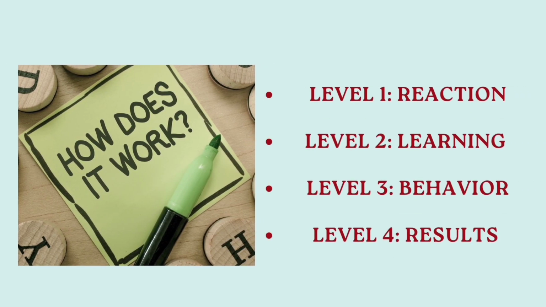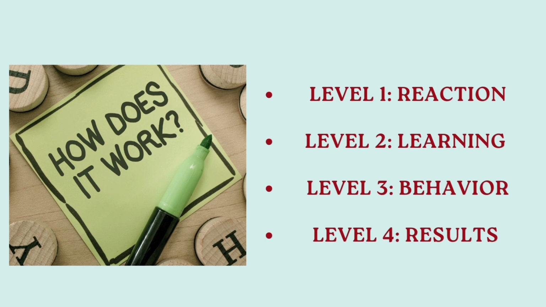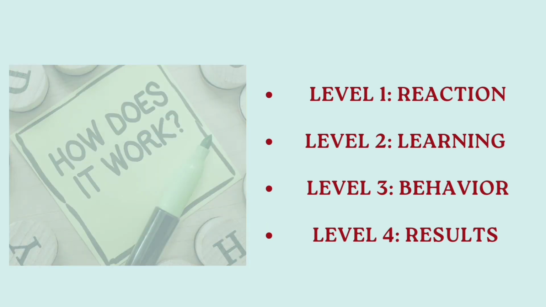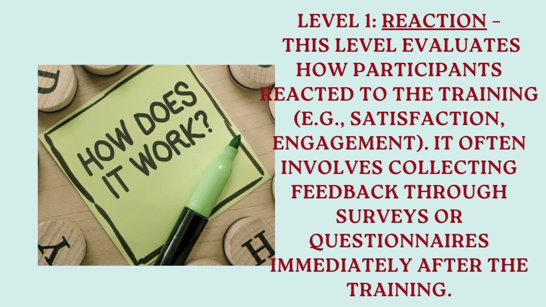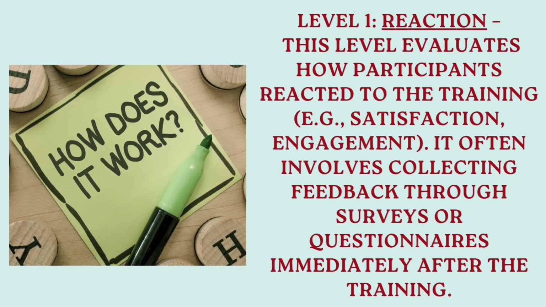Now, how it works, this is where we need to understand. Level 1 is reaction, level 2 is learning, level 3 is behavior, and level 4 is results. So, reaction, learning, behavior, and results. Now, level 1, reaction. This level evaluates how participants reacted to the training, for example satisfaction and engagement, and it often involves collecting feedback through surveys or questionnaires immediately after the training.